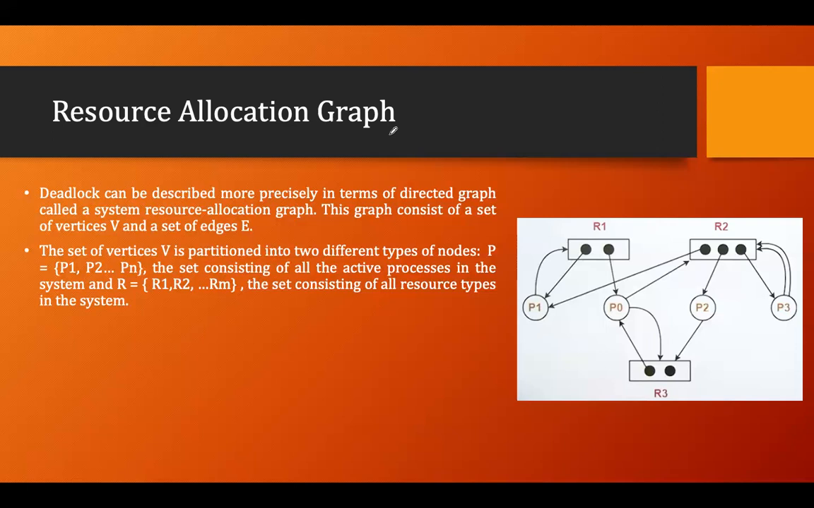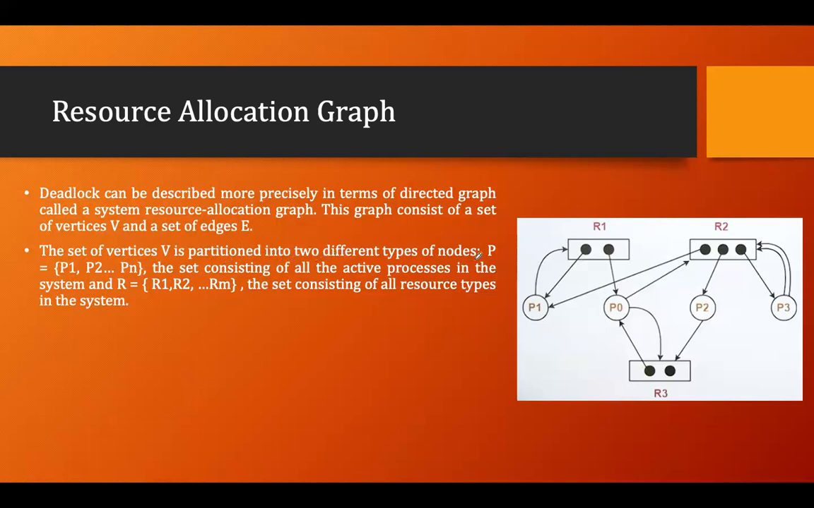So for detecting the deadlock, we have to draw the resource allocation graph. It will tell us whether, in the current scenario, my system is in deadlock or not. Okay, so let's first understand the resource allocation graph. Deadlock can be described more precisely in terms of a directed graph called the system resource allocation graph. This graph consists of a set of vertices and a set of edges. So there are vertices, there are edges.